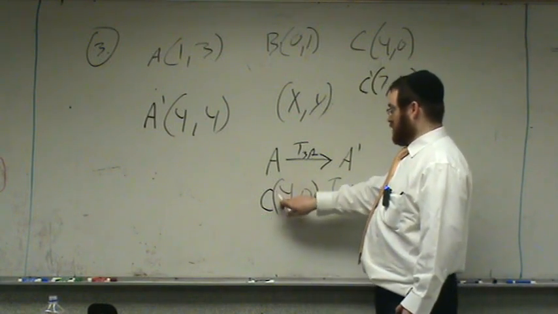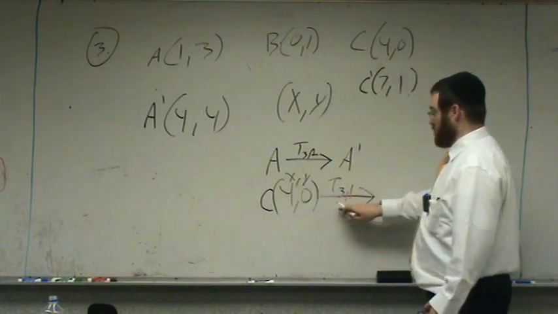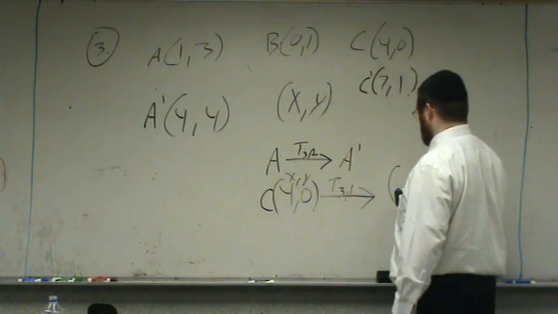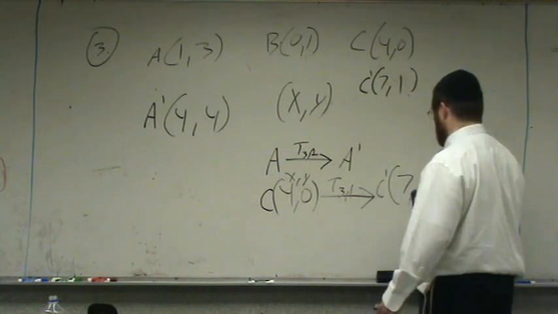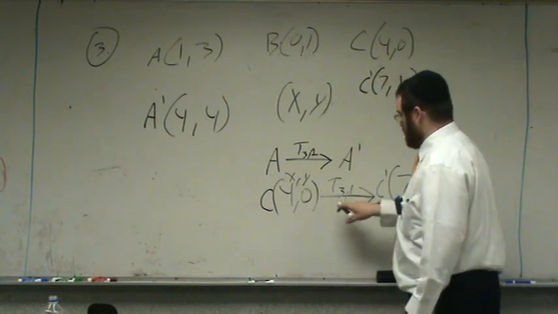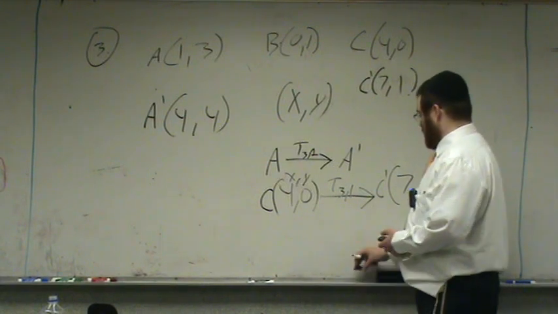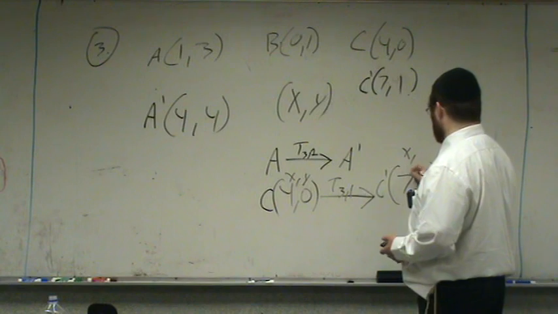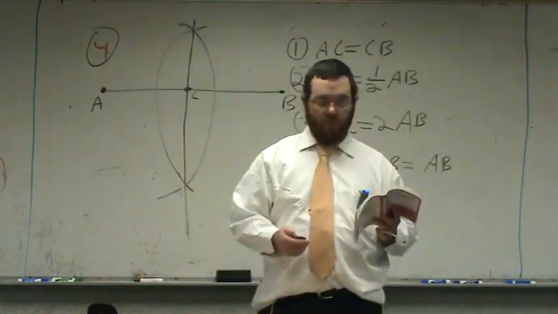So C is x, y, x is at 4, translation of adding 3. So 3 plus 4 is 7. That's C1. And y is 0 plus 1 is 1. So the correct answer is x is 7, y is 1, which is answer 1.